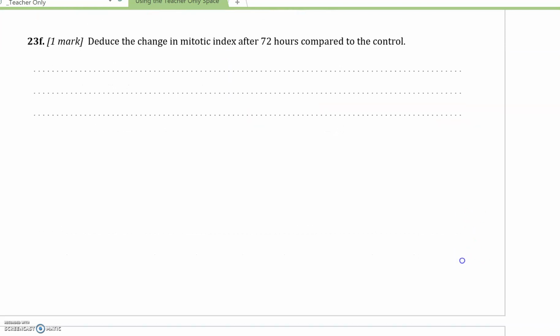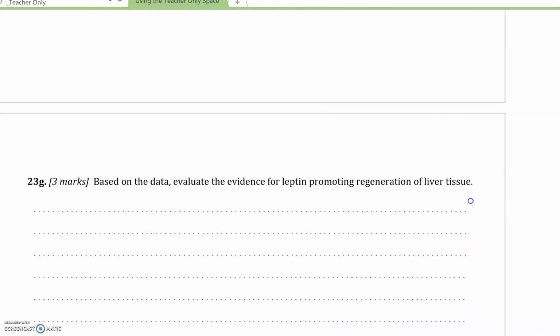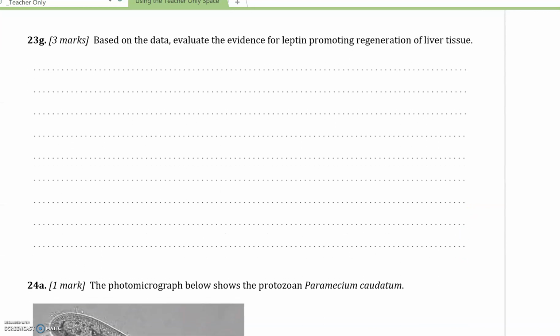So then 23G: based on the data, evaluate the evidence for leptin promoting regeneration of liver tissue. Okay, so it's 3 marks. So you're going to need to make 3 points where you are evaluating evidence. So remember, evaluate, we're probably looking for strengths and weaknesses. So you could say the straightforward thing: mitotic index in the treatment group is greater than in control, so leptin appears to promote mitosis.